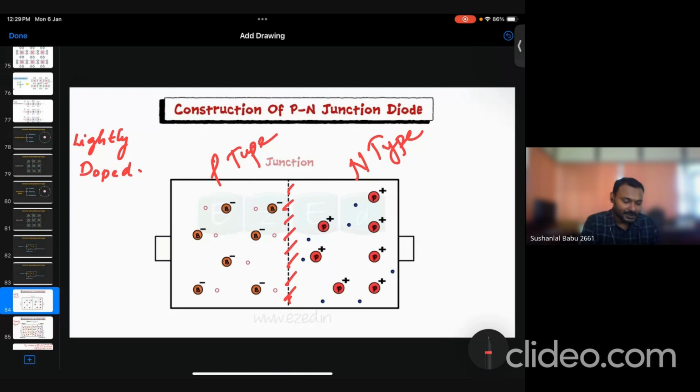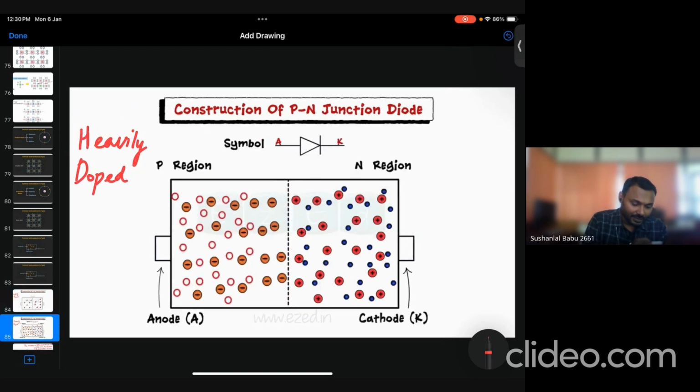Okay. So this is lightly doped. You can see very few ions. The boron accepted an electron and becomes negatively charged, and that is the negative symbol. And phosphorus donated its excess electron and becomes positively charged, and here it becomes negatively charged. Okay. Now heavily doped.